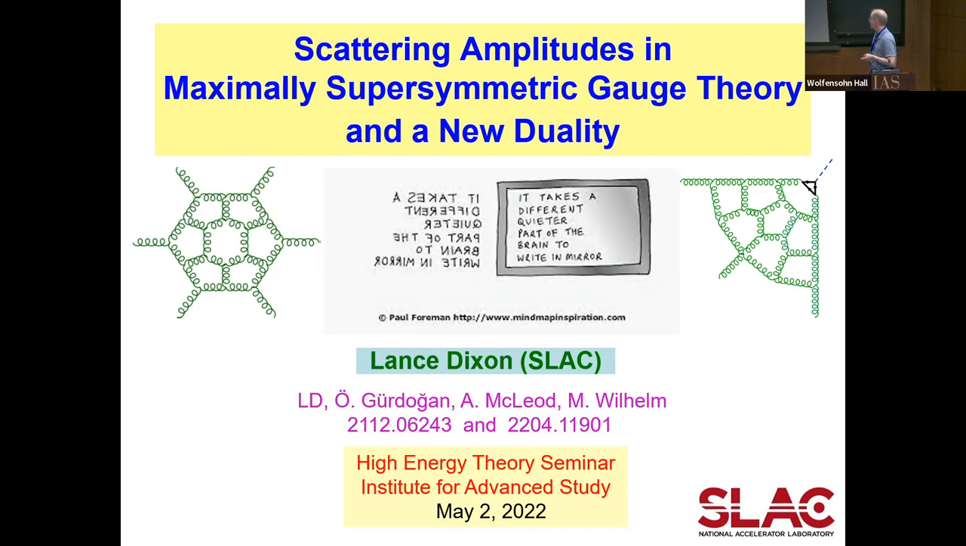What I want to talk to you about today is some work that I've done with Omer Gurdogan, Andrew McLeod, and Matthias Wilhelm in a couple of papers that came out last December and just a few days ago. In a nutshell, we calculated the six gluon scattering amplitude in maximally supersymmetric gauge theory in the large N limit to seven loops a few years ago. And then more recently, we realized we could calculate a form factor for three gluons and a stress energy tensor at eight loops. Then we looked at the two answers, and we discovered that they were almost the same. In fact, except they were sort of written backwards.